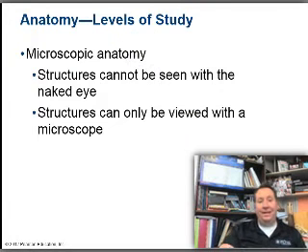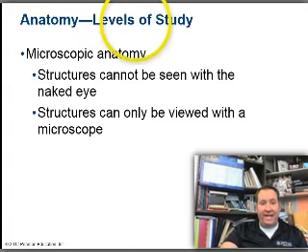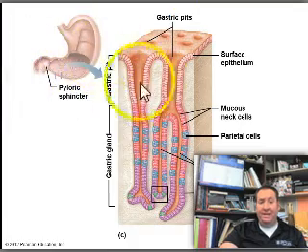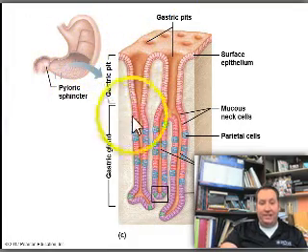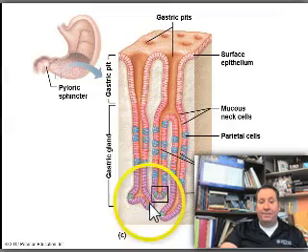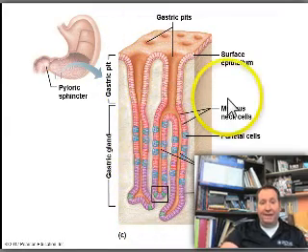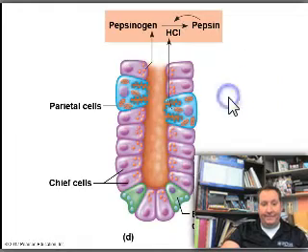Microscopic anatomy is looking at things that aren't able to be seen with the naked eye. These structures can only be seen with the microscope. This would be looking at tissues. This would be looking at cells. That's microscopic anatomy. This picture zooms in on the stomach and looks at the cells that develop the gastric juices that are going to be in the stomach. That's a big example of microscopic anatomy.